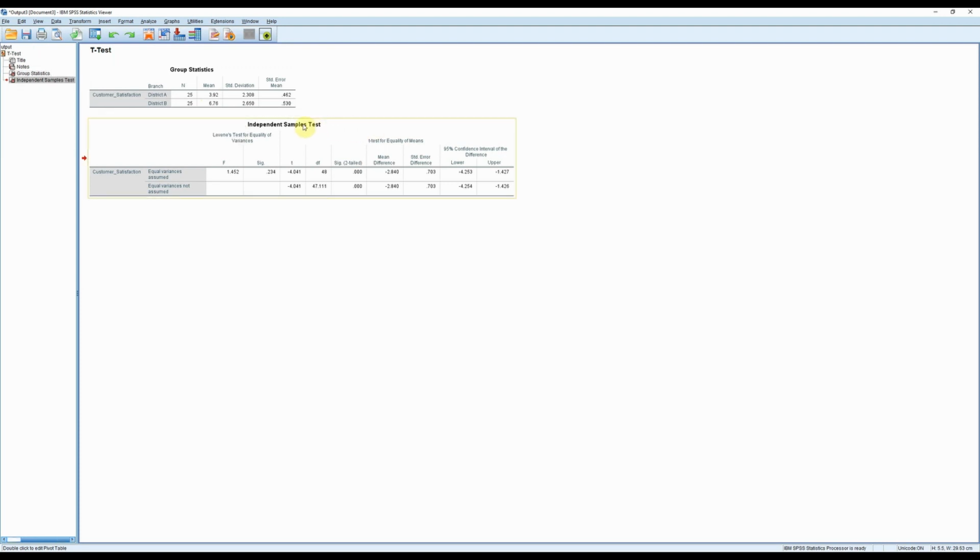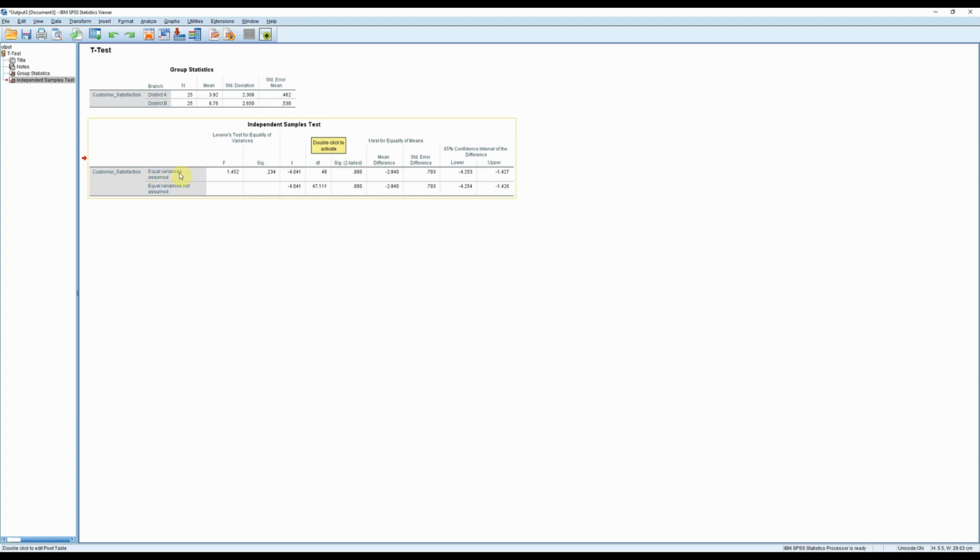Now there's the actual test, the independent samples t-test. What you have here, the Levene's test for the equality of variances, is actually an assumption of the test. Let's look at the F value. So Levene's test is an F test, and next to it you already have the significance value. So the p-value is above 0.05. This means the Levene's test is not significant. This means that the variances are equal.